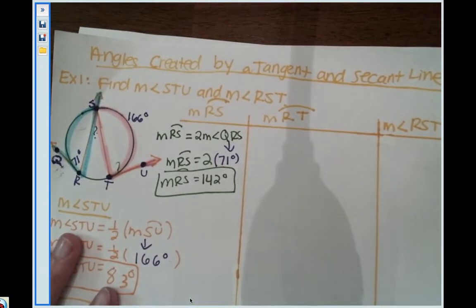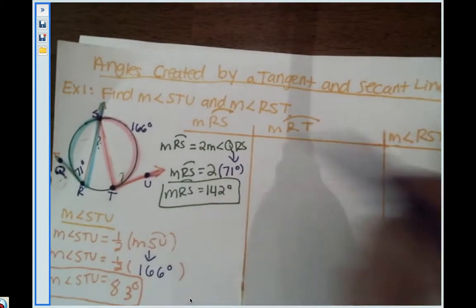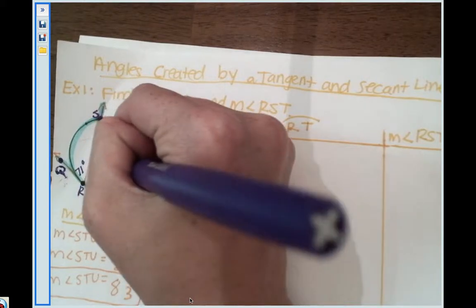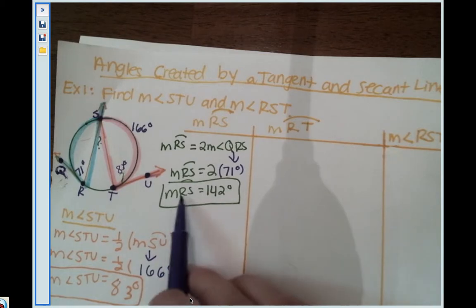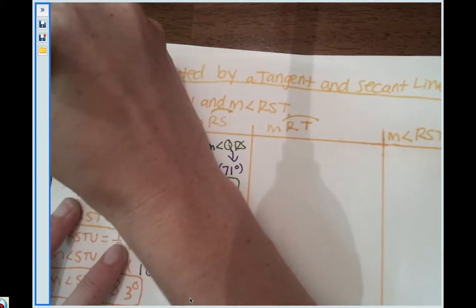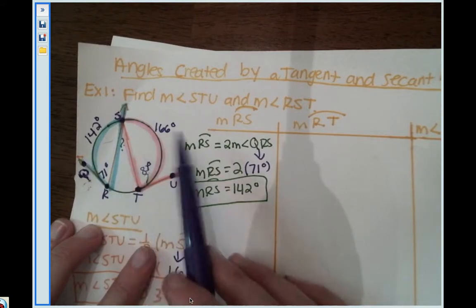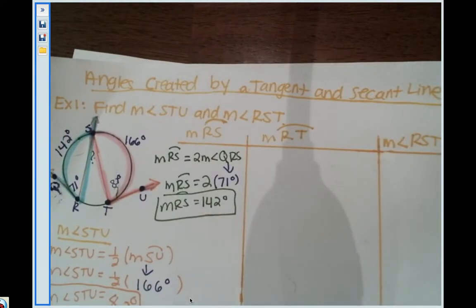All right, so let's keep going. I'll fill in the values that we already know. I'm always telling you guys to mark your picture, and I didn't even do it. The measure of arc ST that we already found is 83 degrees, and the measure of arc RS is 142 degrees. So I'm going to label that on my picture now. I know two of the arcs, and all three of these arcs will have to add up to 360. So let's get going on that.